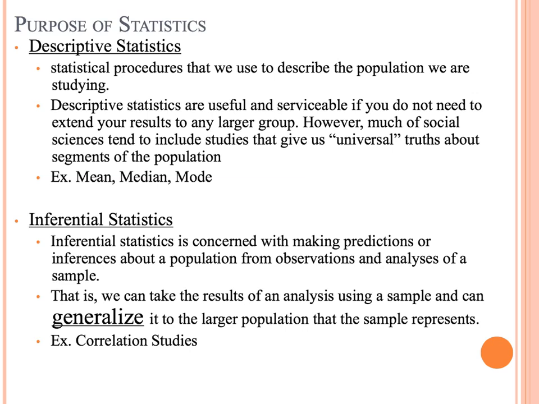The first is descriptive statistics. This is statistical procedures that we use to describe the population we are studying. Descriptive statistics are useful and serviceable if you do not need to extend your results to any larger group. However, much of social sciences tend to include social studies that give us universal truths about segments of the population. So descriptive statistics would be like the mean, median, mode, for example.